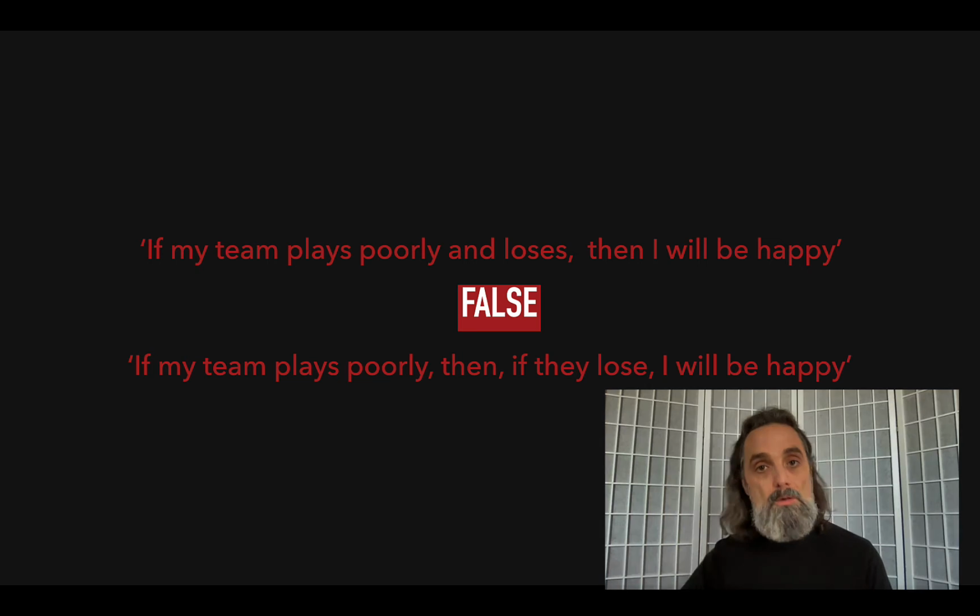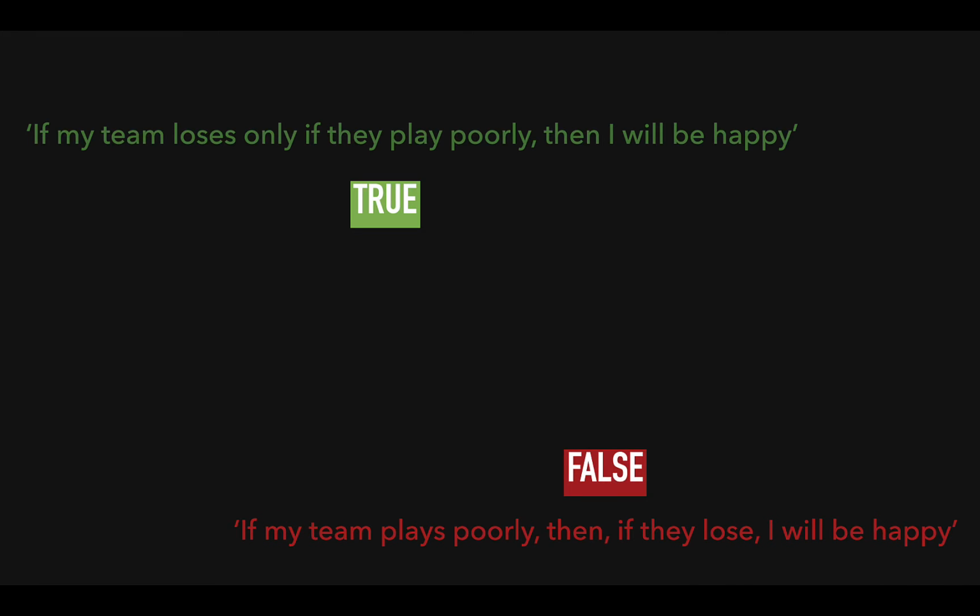Okay, so we've now got two complex conditionals. We've got, if my team loses only if they play poorly, then I will be happy. That one's true. We've got, if my team plays poorly, then if they lose, I will be happy. And that one's false. So we've got two sentences that are complex conditionals, and we're going to get to symbolizing them in just a second. Let's think about them just a little bit more. They have different truth values because one is true and one is false, and they have different meanings. They say different things, and that's why, in this case, they have different truth values. In describing the same world, one can be true and one can be false.